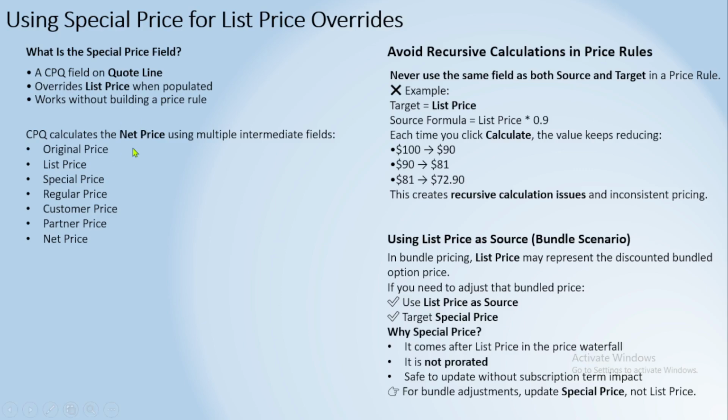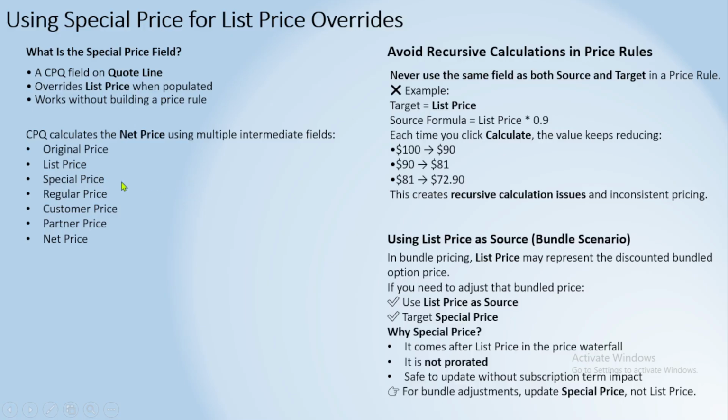So CPQ calculates the net price using multiple intermediate prices. Original price means the price book value. The list price means the list price or option price. These kinds of prices are calculated here. Special price means the contracted price, cost plus price. That is where the calculation comes in.